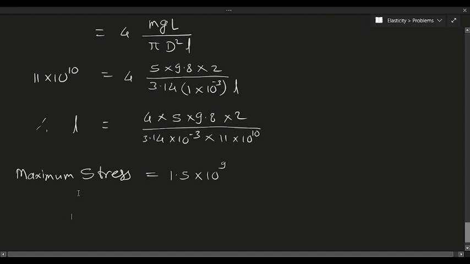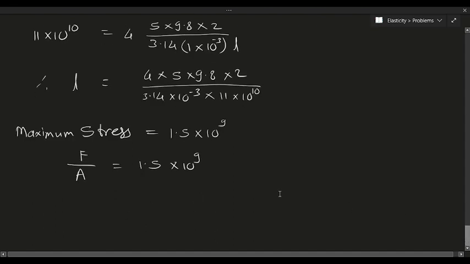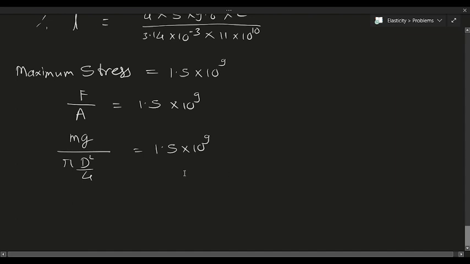So maximum stress is the force upon area, equal to 1.5 into 10 raised to 9. The force on the wire corresponds to the load of mass 5 kg. So according to the second law of motion, we write force as mg and we write area as pi d square by 4, equal to 1.5 into 10 raised to 9. So mass is 5, acceleration due to gravity is 9.8. We have 4 here which comes from the denominator. Pi is 3.14 and we have to calculate the diameter.